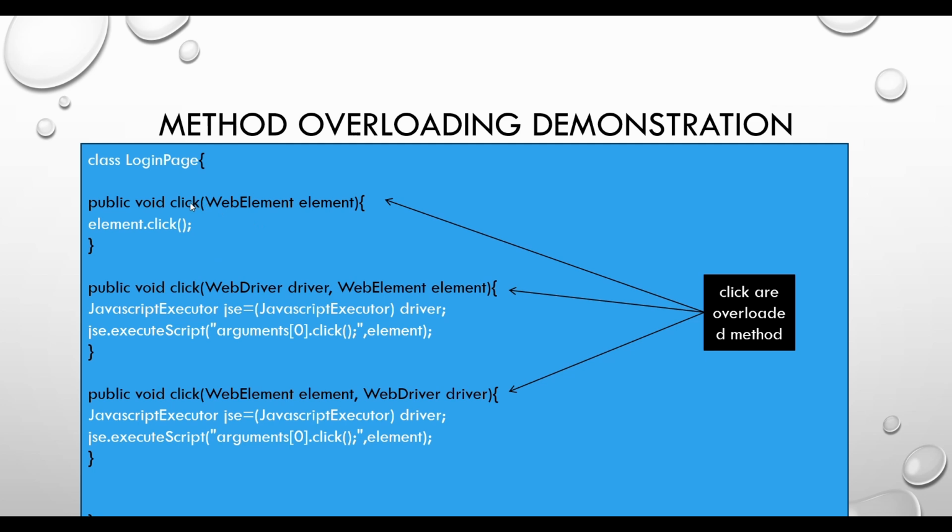Because, for example, if we create the object of this login page and call click and provide only element, the compiler is aware that I need to call this particular method. And in case we call click with driver and element, then the compiler would be aware that this is the method I need to call. If I call the click method in reverse order, passing the element first and then driver second, it will call this one. So the compiler would be aware which method I need to call, right? So that's why it is known as compile time polymorphism.